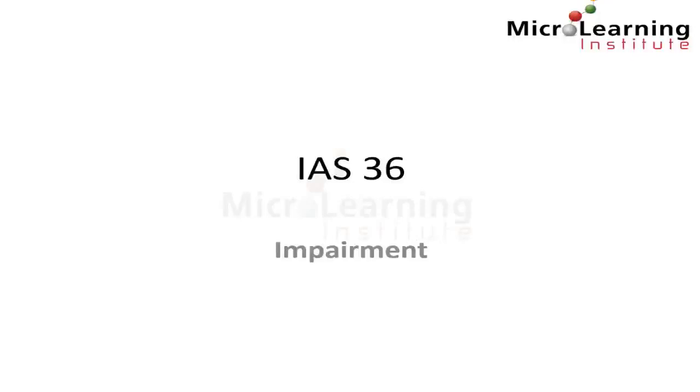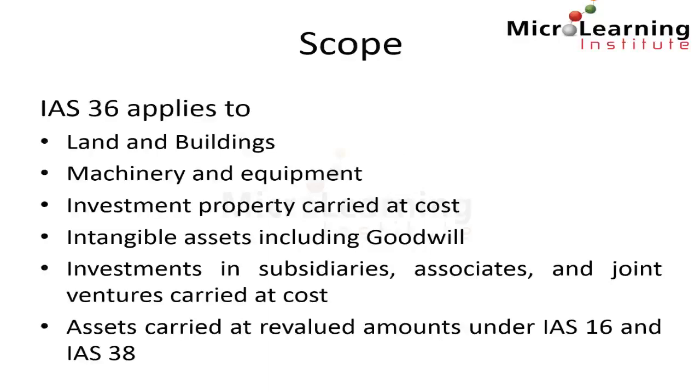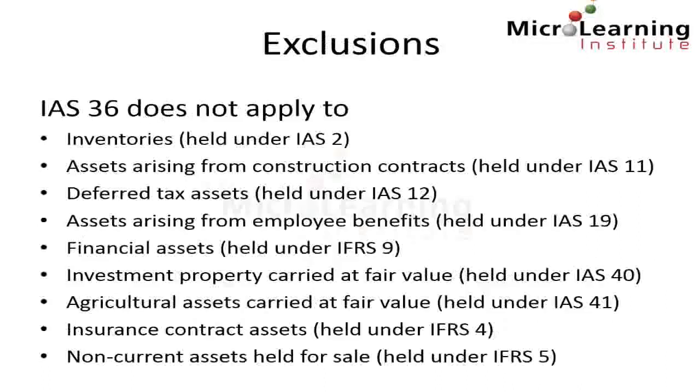In this short tutorial we plan to introduce the fundamental principles of IAS 36 Impairment. IAS 36 Impairment applies to land and buildings, machinery and equipment, investment property carried at cost, intangible assets including goodwill, investments in subsidiaries, associates and joint ventures carried at cost, and assets carried at revalued amounts under IAS 16 and IAS 38. IAS 36 impairment does not apply to inventories, which are held under IAS 2.